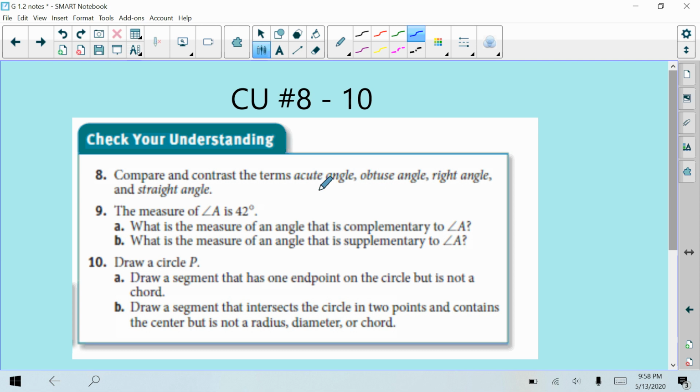Compare and contrast acute, obtuse, right, and straight. So you would just look at the vocabulary and describe those. Number 9.